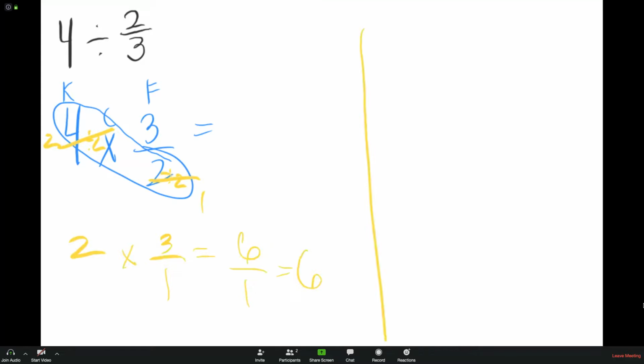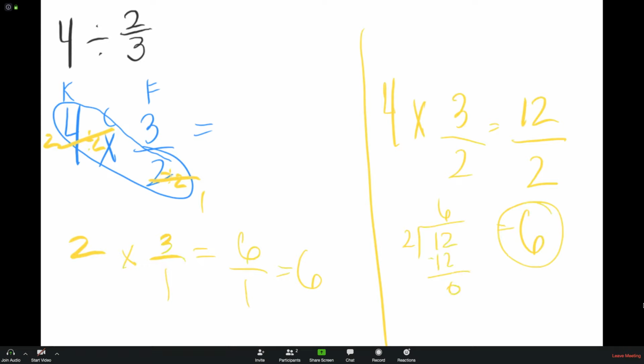If you want to simplify at the end, you can do 4 times 3 is 12, all over 2. It's improper, so we need to divide. 2 goes into 12, 6 times evenly. No remainder, so that means it's just a 6 as a whole number.